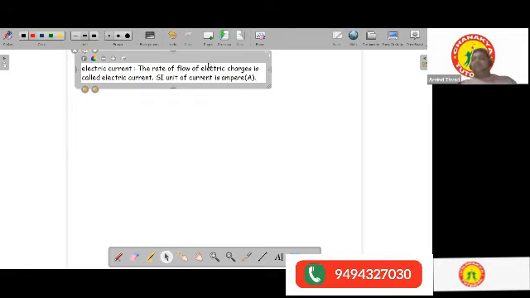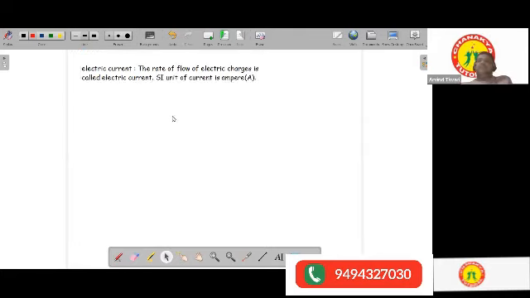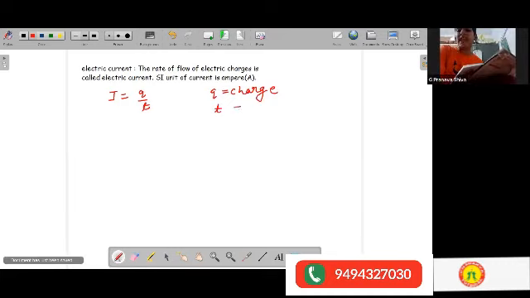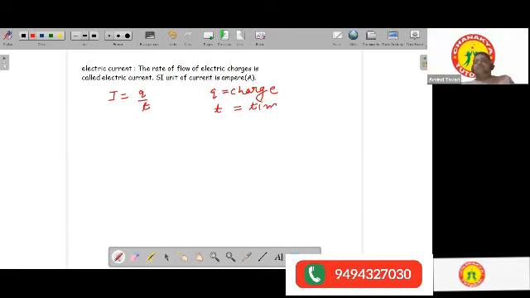Now, see how we find out the electric current. The formula of electric current is something like this, and it can be asked in Olympiad questions. The formula is current I equals Q by T, where Q represents the charge and T represents time. So the amount of charge flowing in a given time is called electric current.